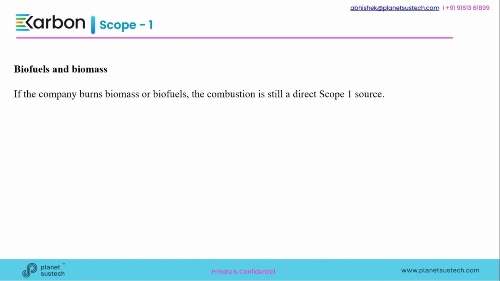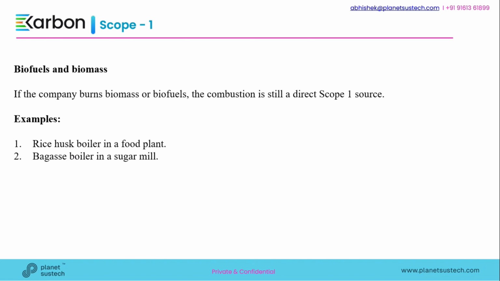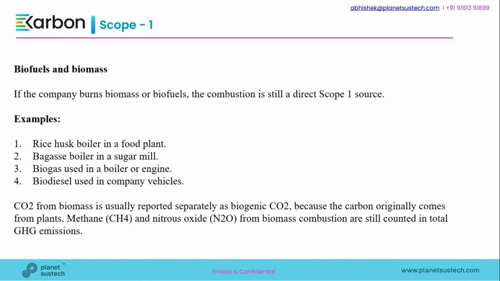What are biofuels and biomass? If the company burns biomass or biofuels, the combustion is still a direct Scope 1 source. Examples: rice husk boiler in a food plant. Bagasse boiler in a sugar mill. Biogas used in a boiler or engine. Biodiesel used in company vehicles.